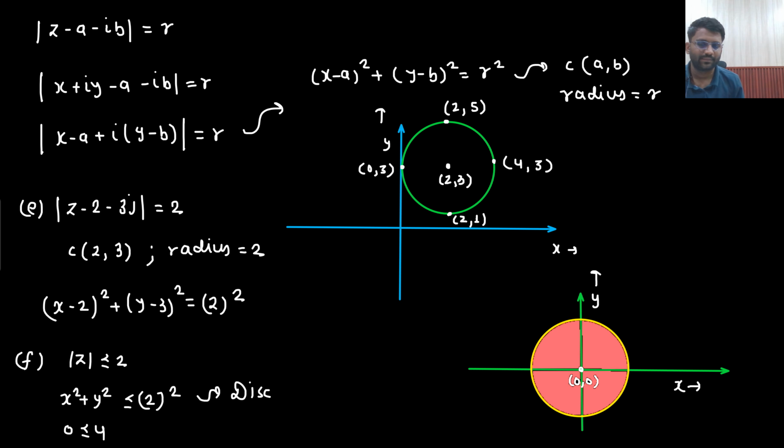It's fine. So this is what it is representing: x square plus y square less than equals to 2 square. Understandable?